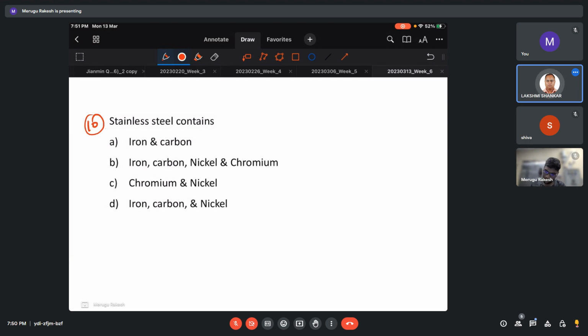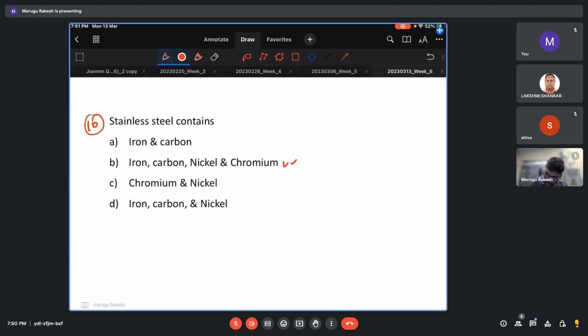Sir, option B, iron, carbon, nickel, and chromium. Yeah. Chromium and nickel are the main elements, followed by iron and carbon. So B is the correct answer. Yes, sir.